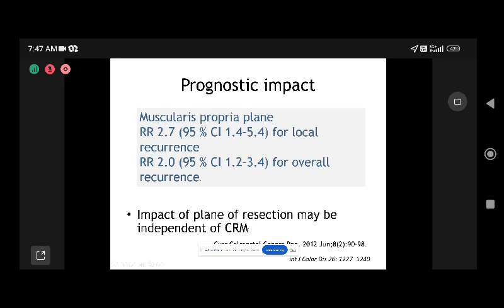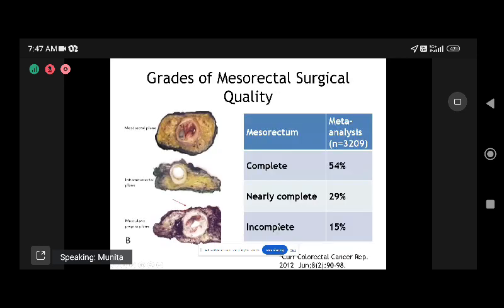So the impact of the plane of resection may be independent of the circumferential resection. In a large meta-analysis of more than 3,000 specimens, it was seen that about 54% of them had a complete mesorectal plane of dissection, complete TME. About 30% have a nearly complete, and 15% can have incomplete.